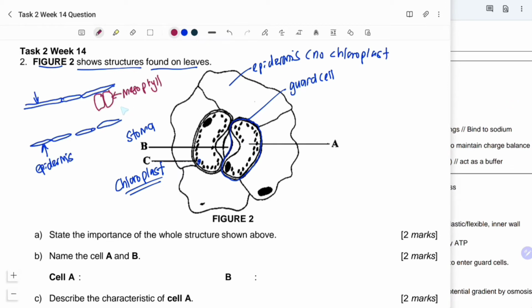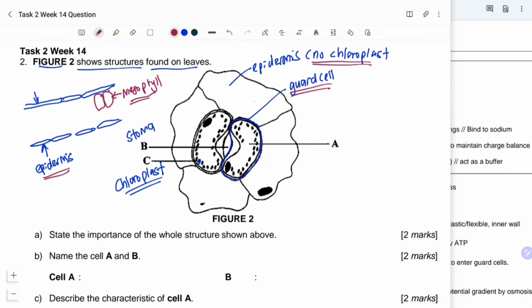Yang kita belajar sebelum ini, yang paling banyak contain chloroplast adalah mesophyll cell, iaitu berada di dalam daun. So dekat on the surface of the leaf, surface dekat atas ataupun surface dekat bawah, dia punya epidermis itu does not contain chloroplast except for sekumpulan sel yang kita panggil sebagai guard cell. So guard cell ni sahaja yang contain chloroplast dekat permukaan daun.